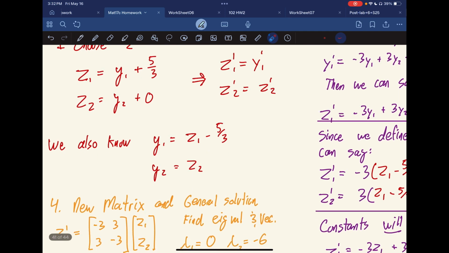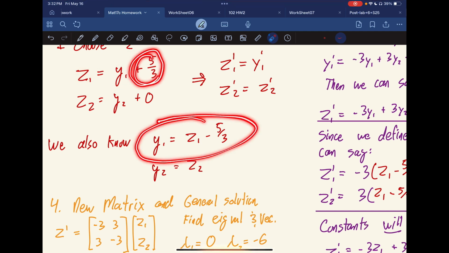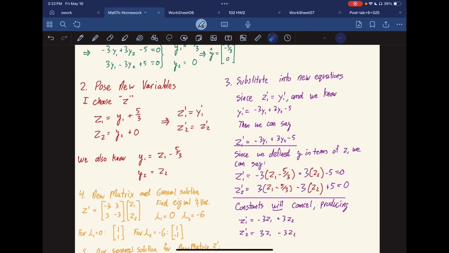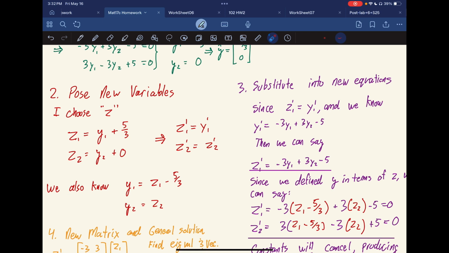We also know that since this is true, such that z is at the origin due to this modification, this also must be true. Because if we subtract 5 over 3 from both sides, we get z1 minus 5 over 3. We're going to need this in step 5. So here are our new variables. Our new system is going to be in terms of z, and z is essentially the same thing as y, except it has been adjusted to the origin, which makes it much more useful.